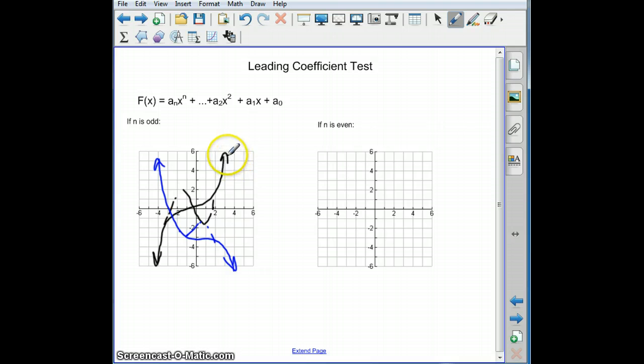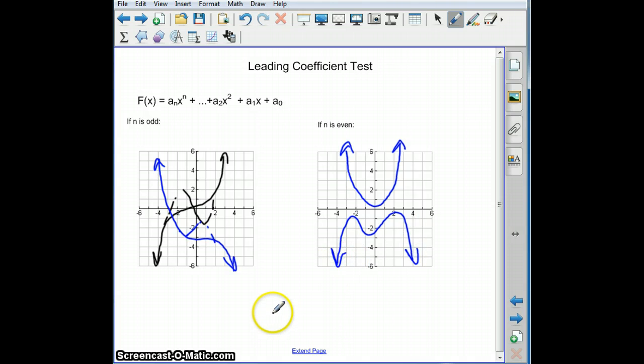Basically, if it's odd, the end points on the right side and the left side are going to be going in opposite directions. So if the left side's going up, the right side has to go down. And if the left side's going down, then the right side has to go up. If n is even, then both endpoints are always going to go in the same direction. They're either both going up or both going down. So that's the leading coefficient test.